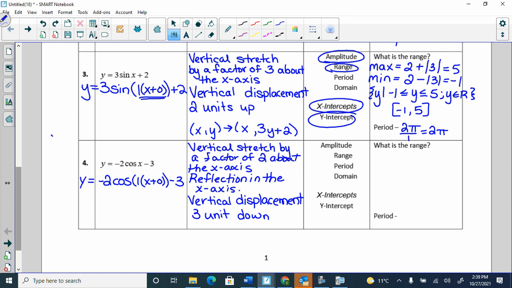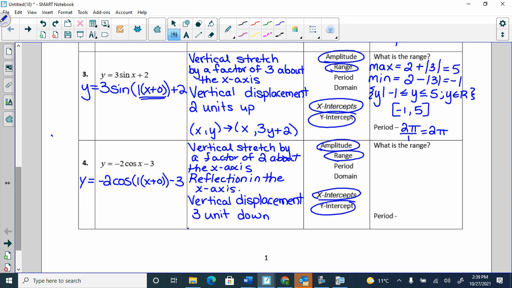Is my amplitude changed? It's normally 1, it's now 2, not negative 2, 2. So my amplitude changed. Did my range change? The moment my amplitude changes, my range changes. The period, did it change? No, no horizontal stretch. Did the domain change? No. What about the x-intercepts? Yep. What about the y-intercepts? Yep. What did I forget to do?